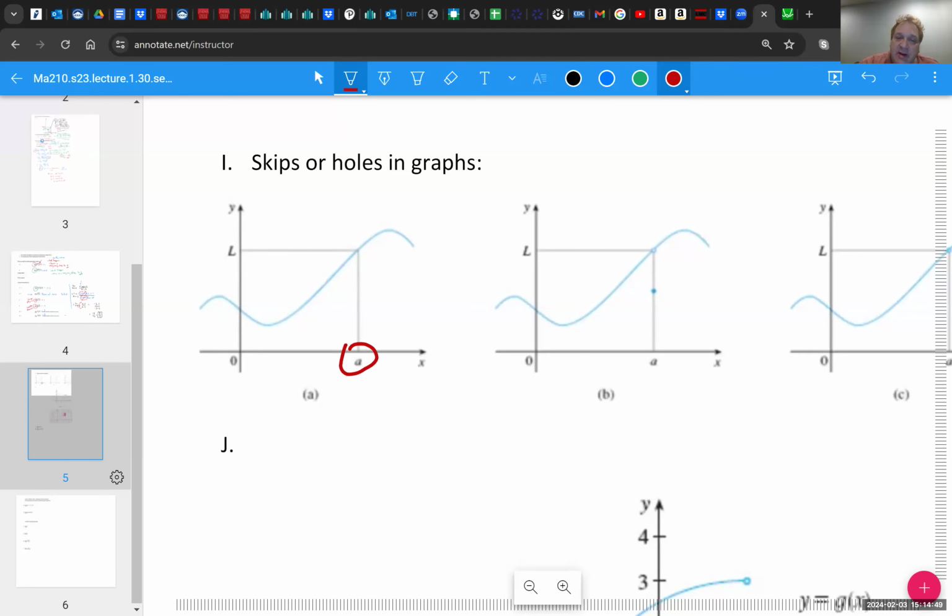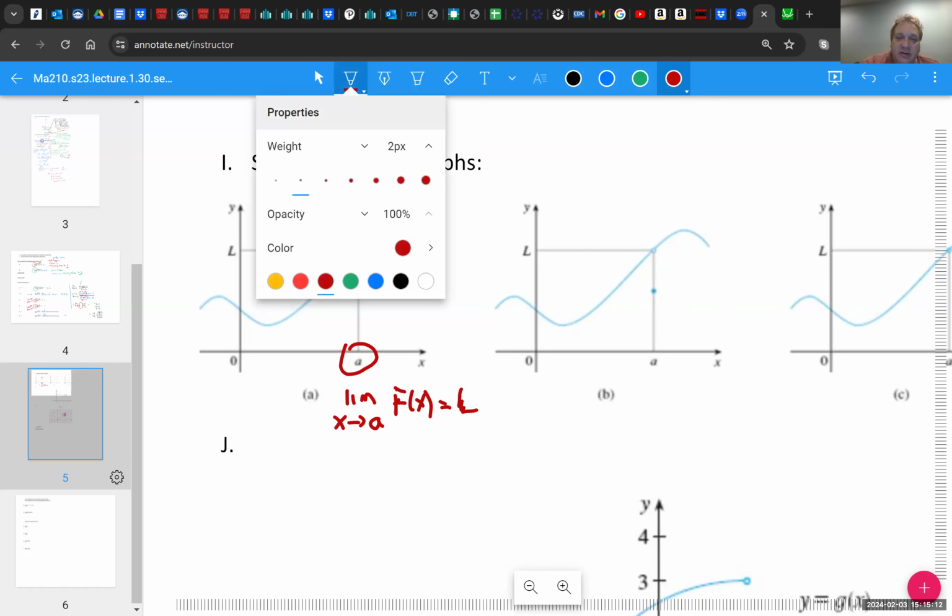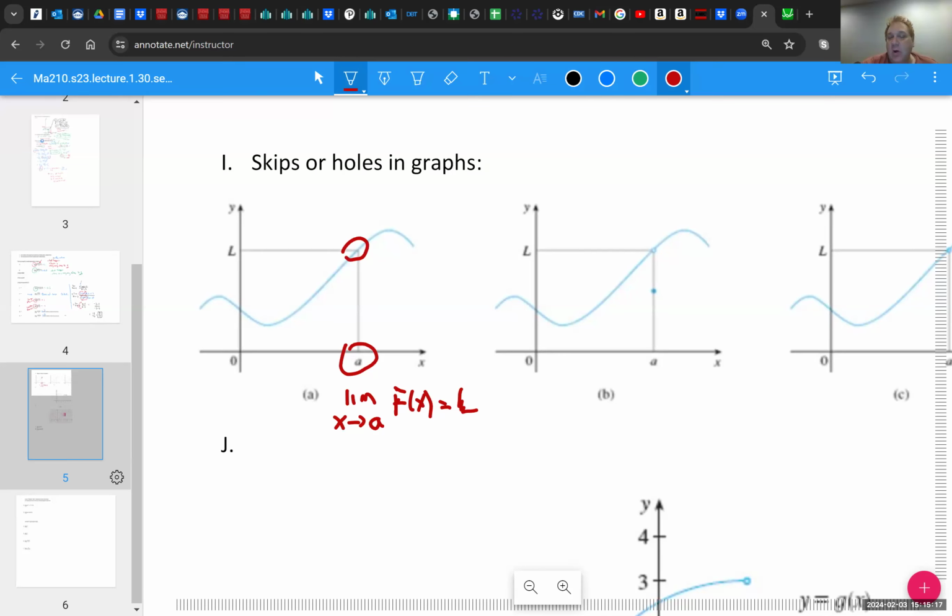And you can see right here that the y value is L. So the limit as x approaches a, as x gets infinitesimally close to a, of this function is equal to L. That's the y value. Let's see if I can change this thickness here. No, that's pretty much what I'm stuck with. Okay, that's the y value when x is very, very close to a.